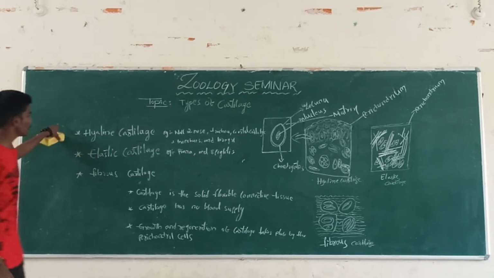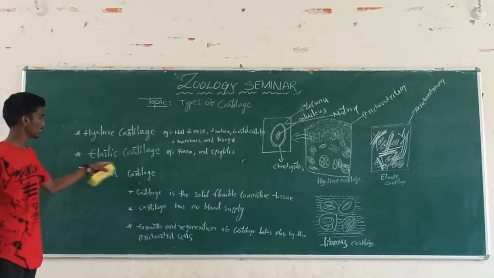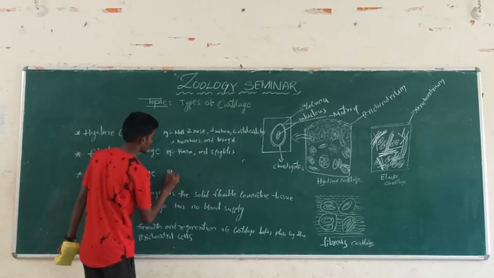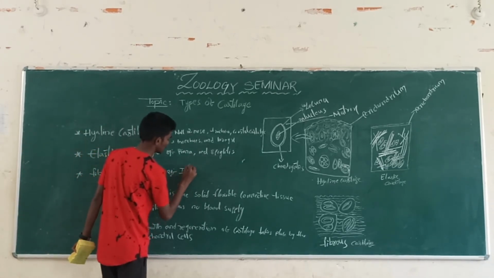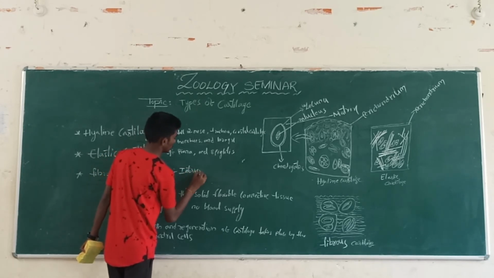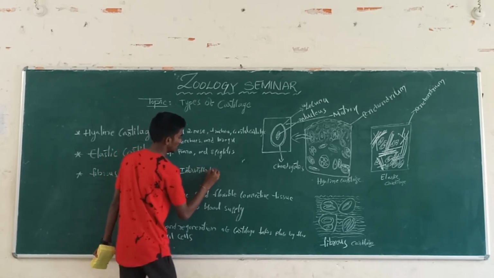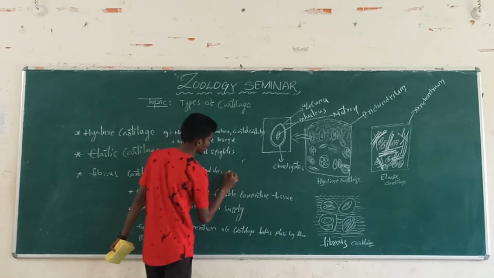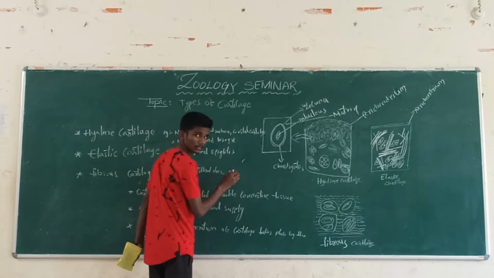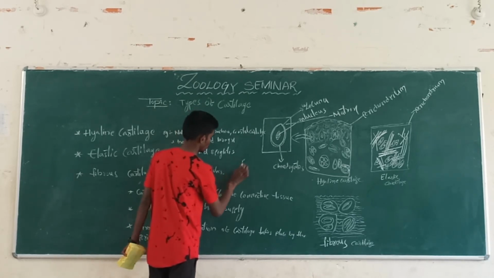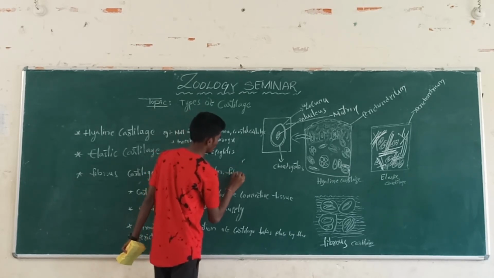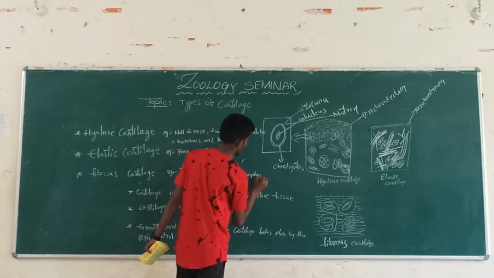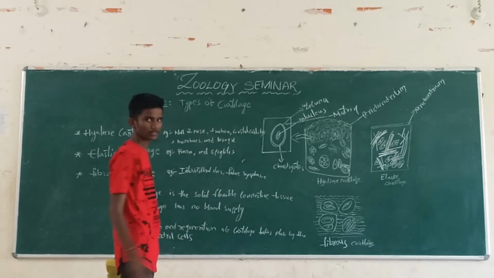These are the three types of cartilage: hyaline, elastic cartilage, and fibrous. Examples of fibrous cartilage are intervertebral discs and the pubic symphysis of the pelvis.